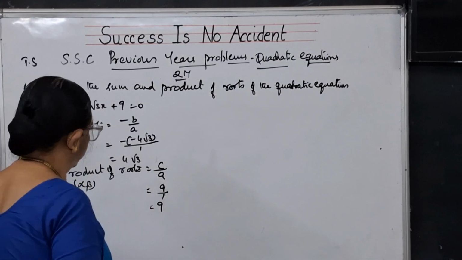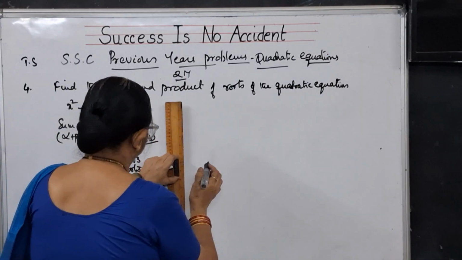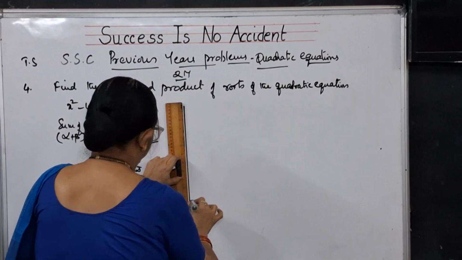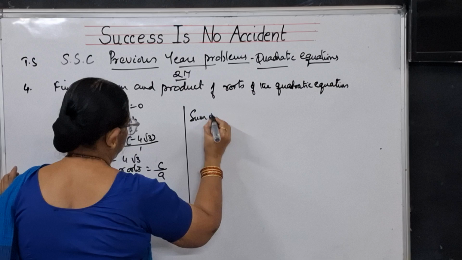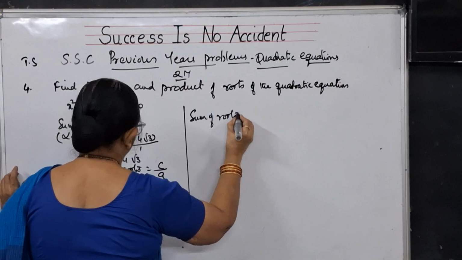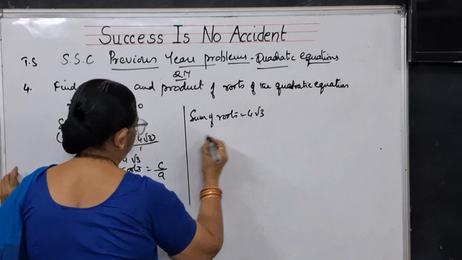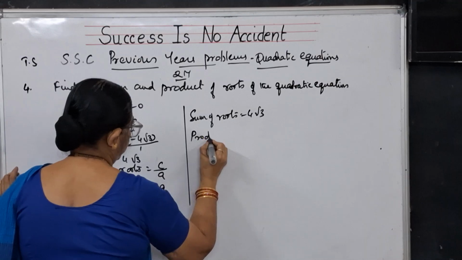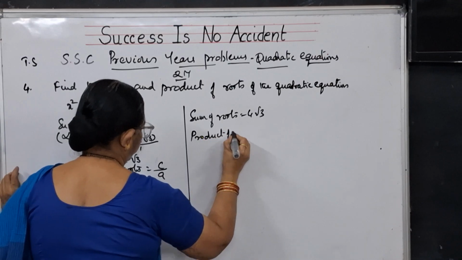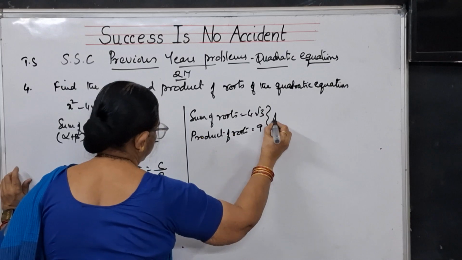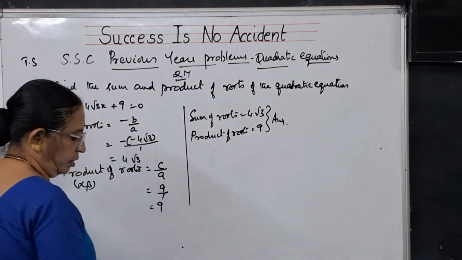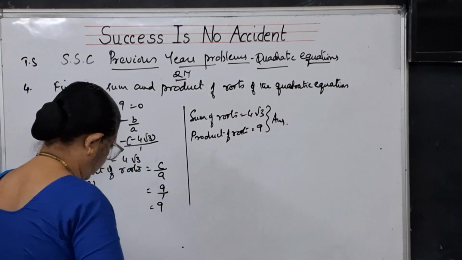So we are getting sum of roots is equal to 4 root 3, product of roots is equal to 9. These two are the answers. Children, write down.